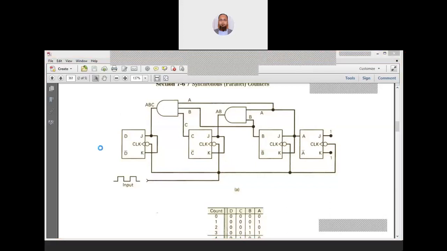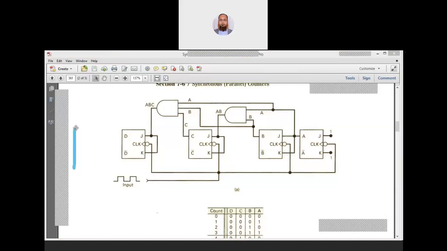we have to add one more AND gate like this. This is JK. Then we need to have one AND gate, this input, and we have to give the second input as this one. So this will increase the count. So like that.